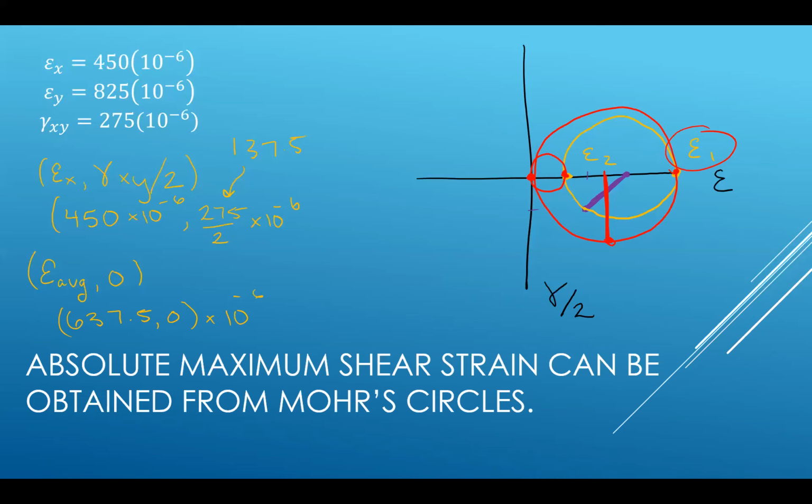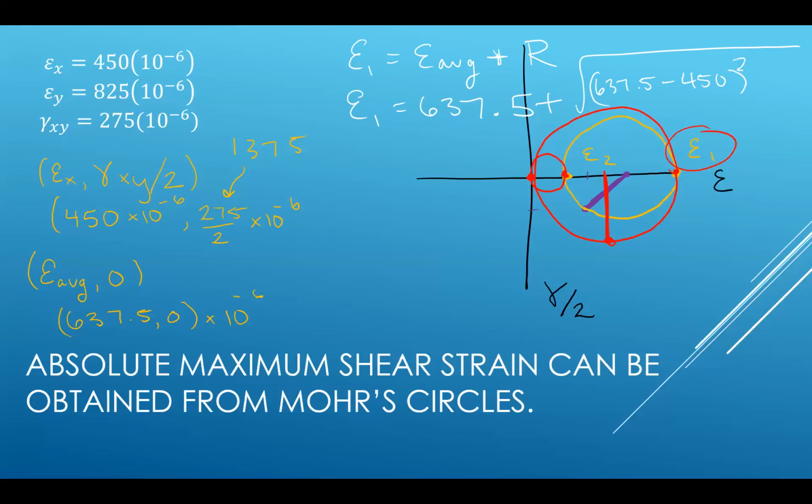To do this, we know that strain 1 equals our average strain plus R from our in-plane circle. So strain 1 is going to equal 637.5 plus the square root of (637.5 minus 450) quantity squared, plus 137.5 squared. Where that first part, this part here, is the difference between the two principal strains, strain 1 and strain 2.